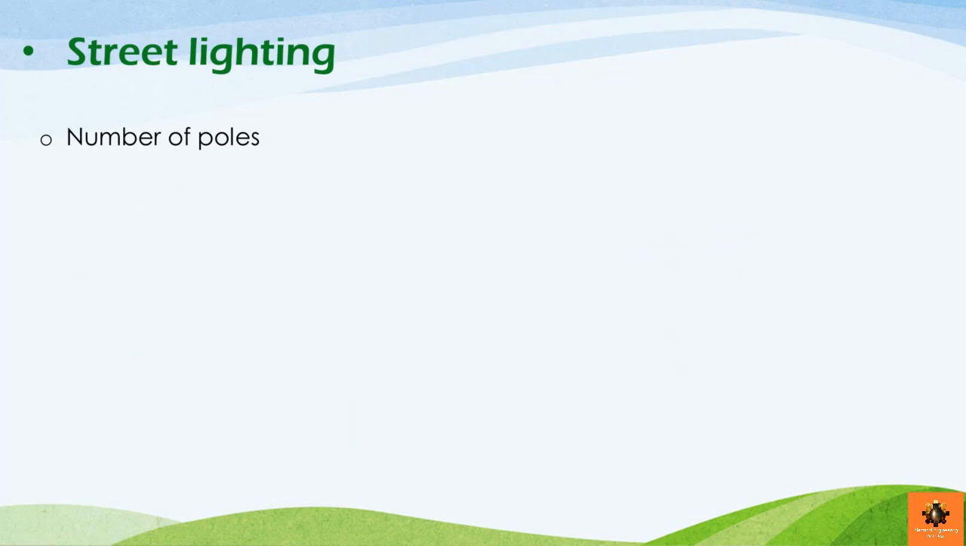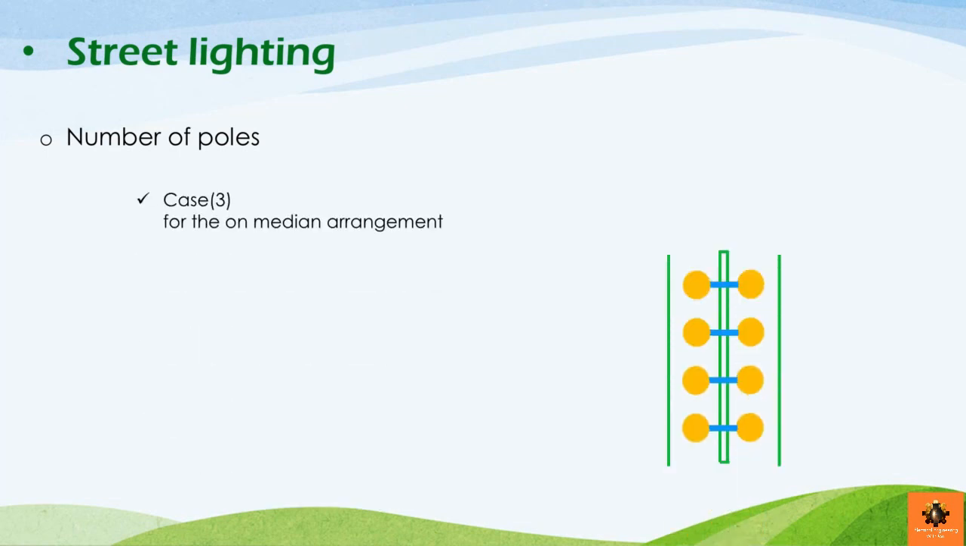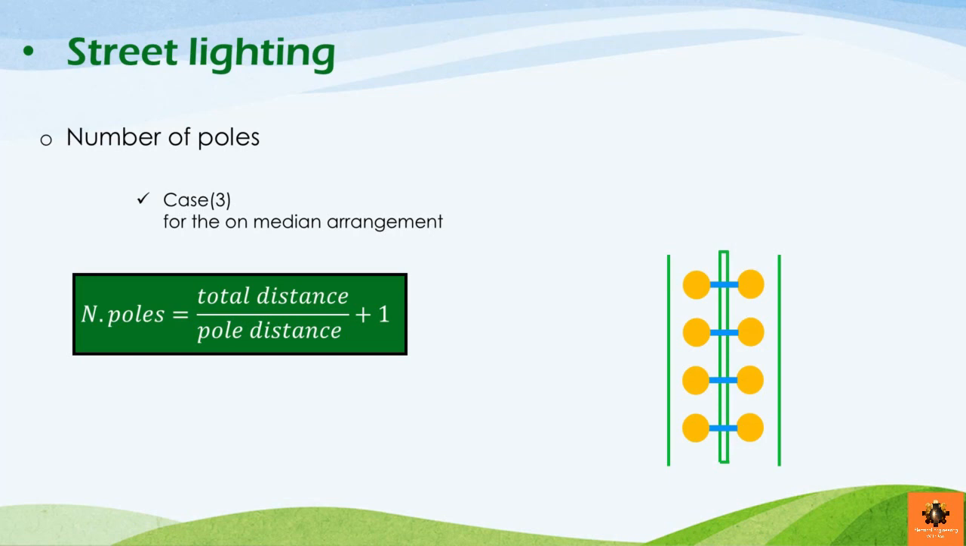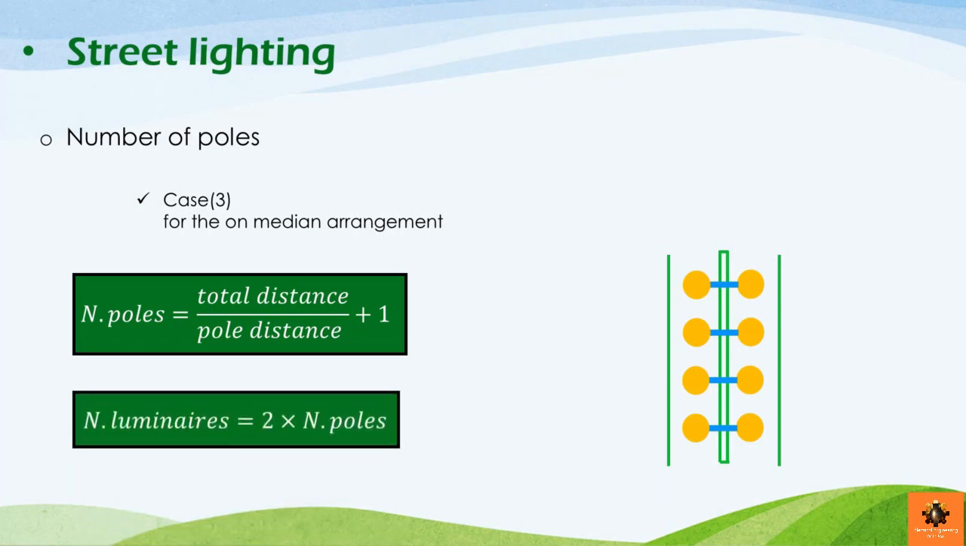Now the third case is the case at which we have the median arrangement. And in that case, the total number of poles will equal the total length of the street over the pole distance plus 1. And this is because for the number of poles, it looks like the single side arrangement, as we have only one column of poles at the median of the street. But for the number of luminaires, it's equal 2 times the number of poles, and this is because the lighting pole has 2 luminaires hanging on it. Very good, so that's for the median arrangement.